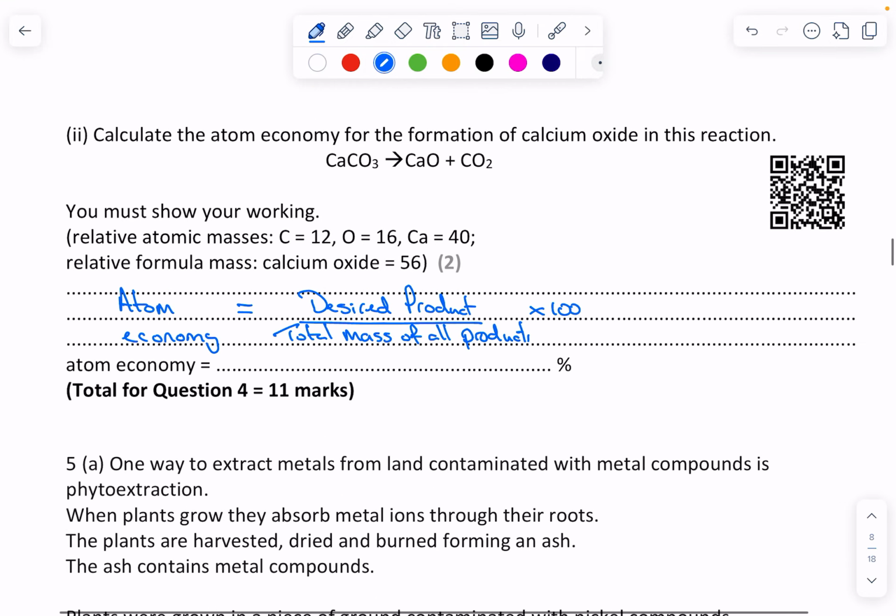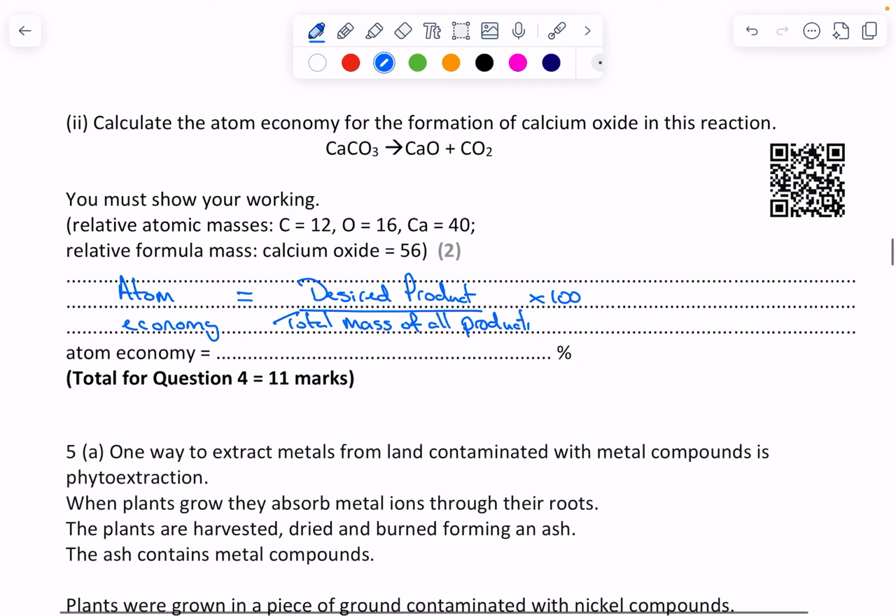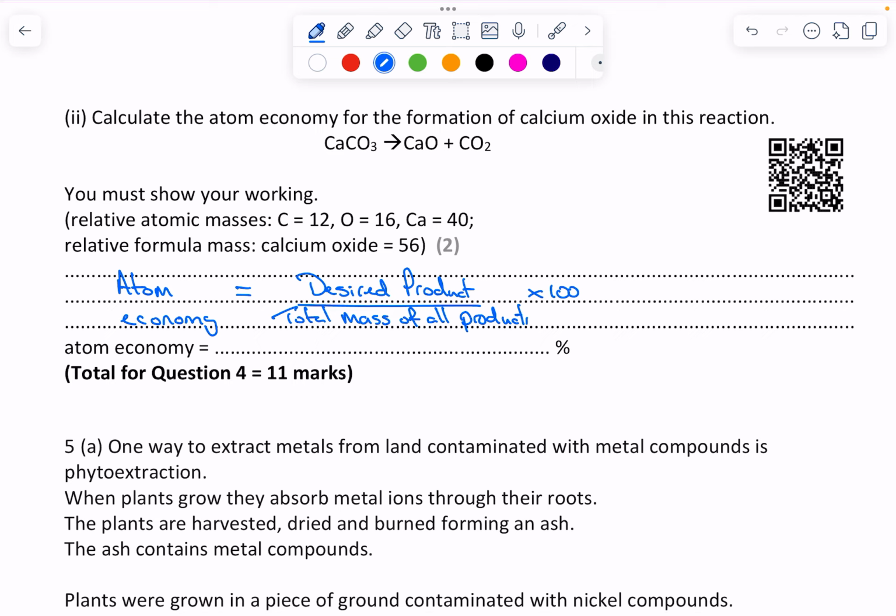Okay, and the final question is work out the atom economy for this reaction. So the first thing to check in here is what is the desired product. So it says calculate the atom economy for the formation of calcium oxide. So I'm trying to get this. And the equation to work out atom economy is the mass of the desired product divided by the total mass of all the products.